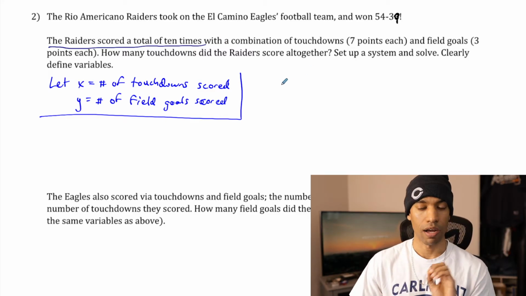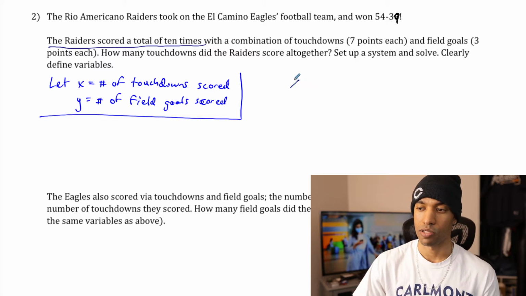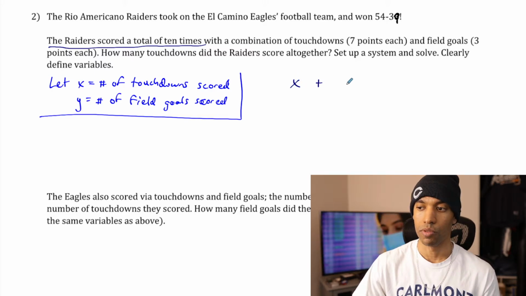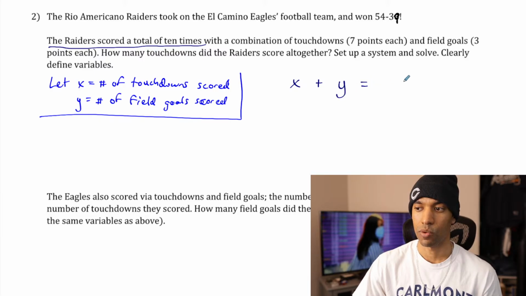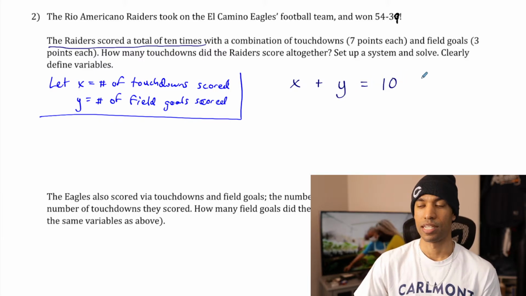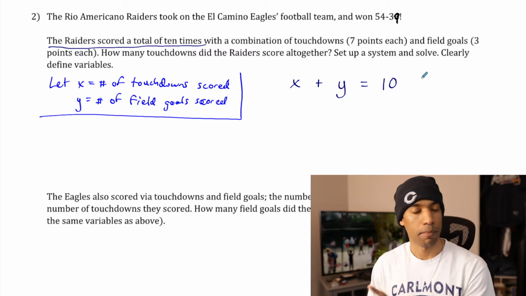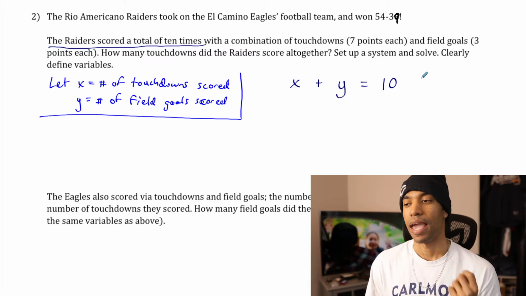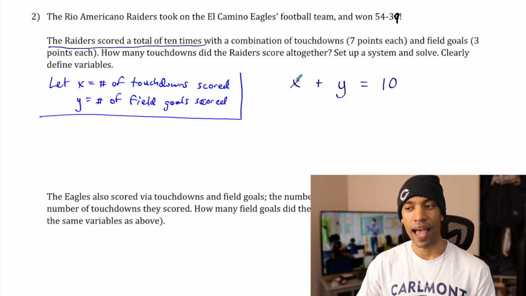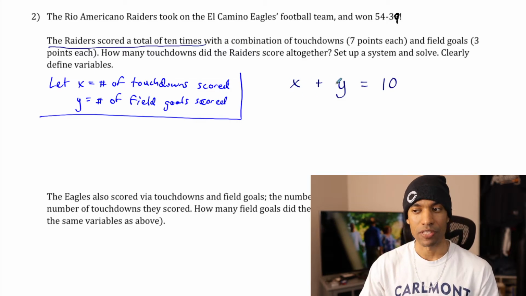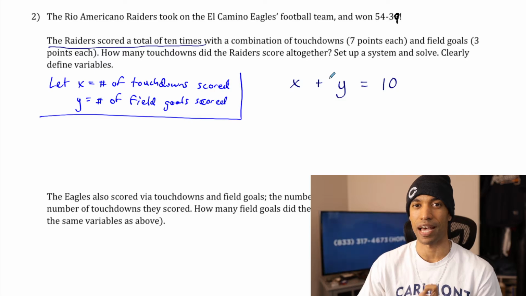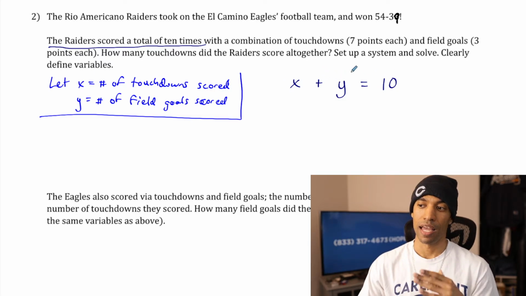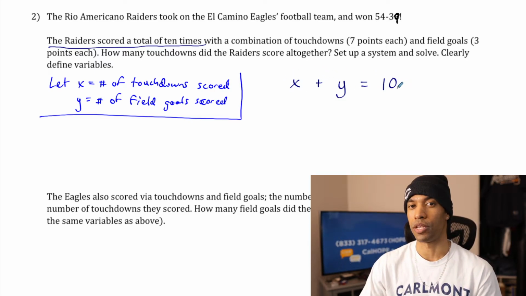So the number of touchdowns that the Raiders scored, which is unknown, plus the number of field goals the Raiders have scored equals 10 total times scored. This does not mean 10 points. And furthermore, we would not add our X and Y number of times scored for touchdowns to match the number of points we scored, just the number of times we scored. This is a number of times scored equation.